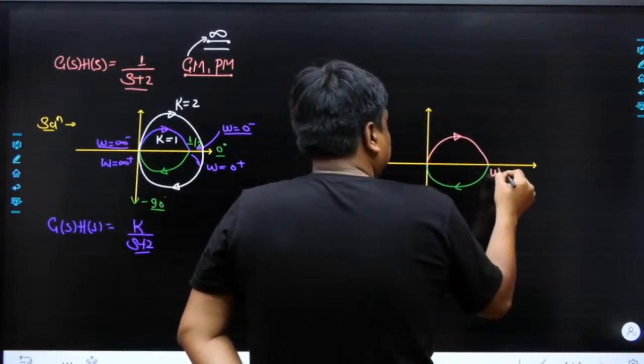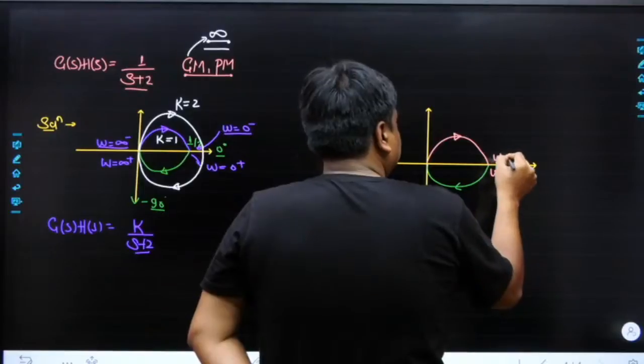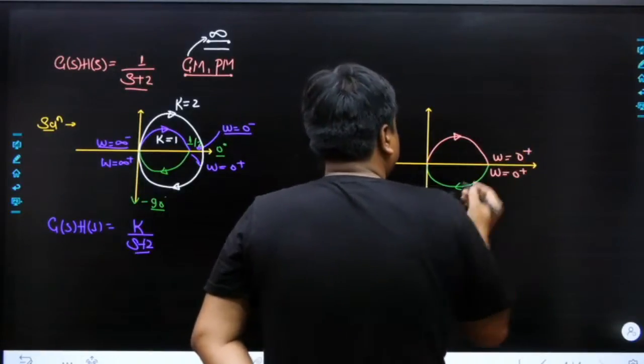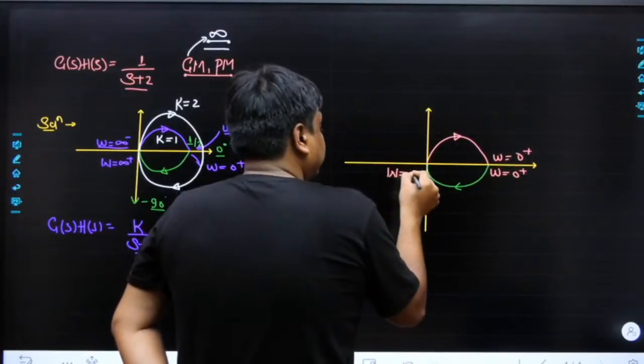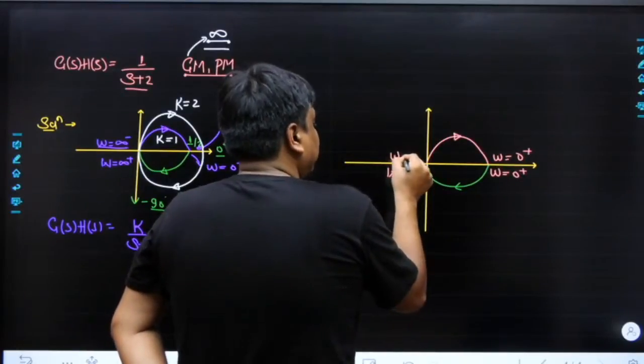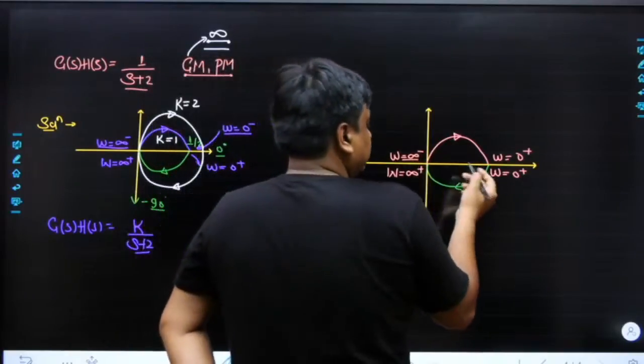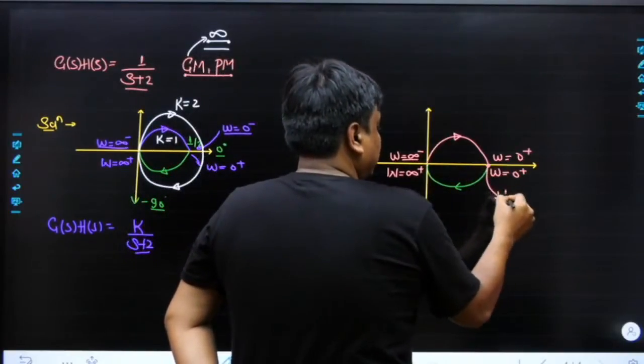It is omega equals 0 plus, and even this is the place of 0 plus also, because it is a type 0 system. This is the location of omega equals infinity plus as well as infinity minus. May I know what the radius of it is? This is half.